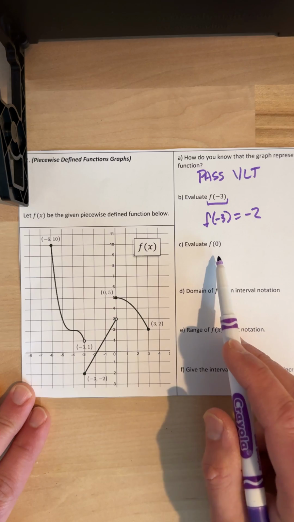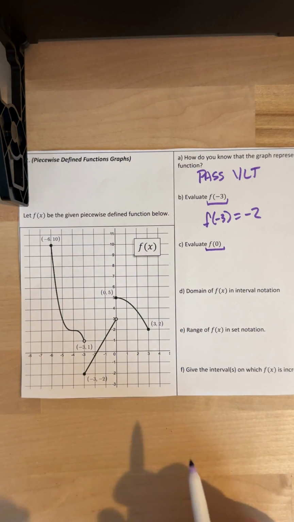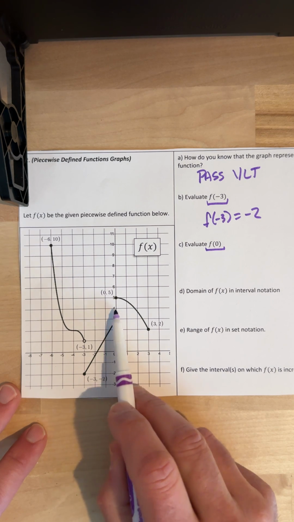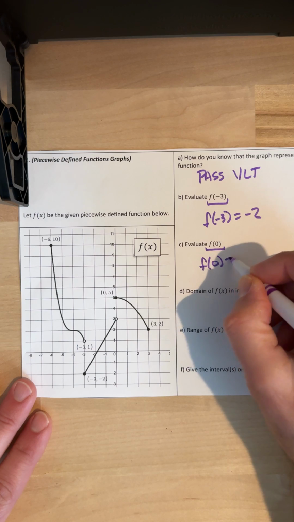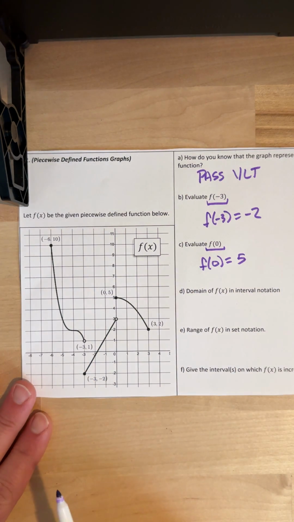Same thing here, f of 0, so same question. Whenever you see this, your brain goes, okay, when x is 0, what is y? And that's not that one, because that point is not colored in, so you need to go to this one up here. So f of 0 is equal to 5, because the output is 5 when x is 0.